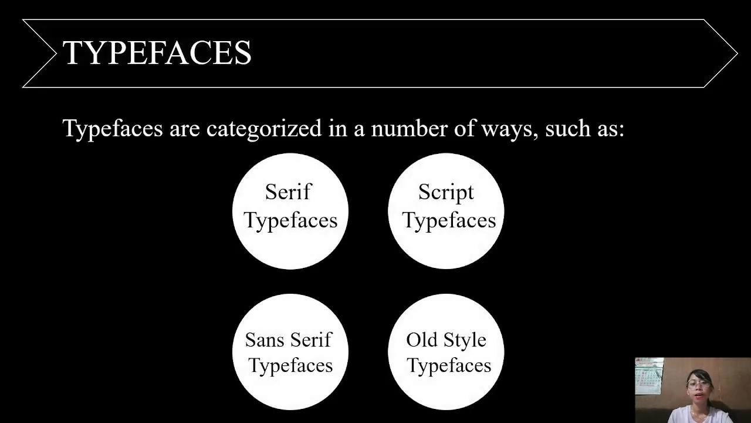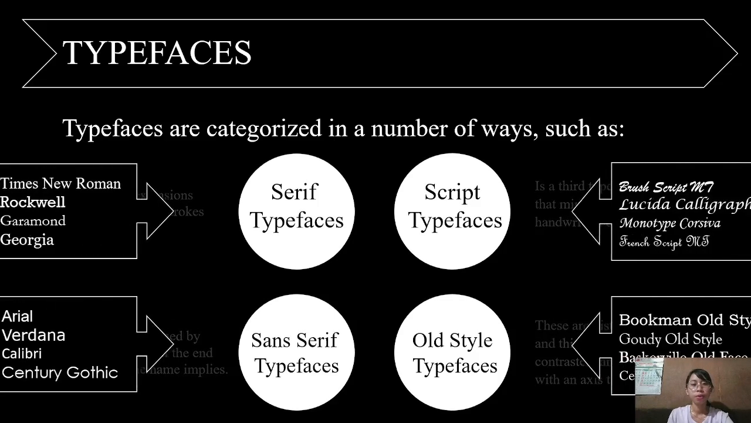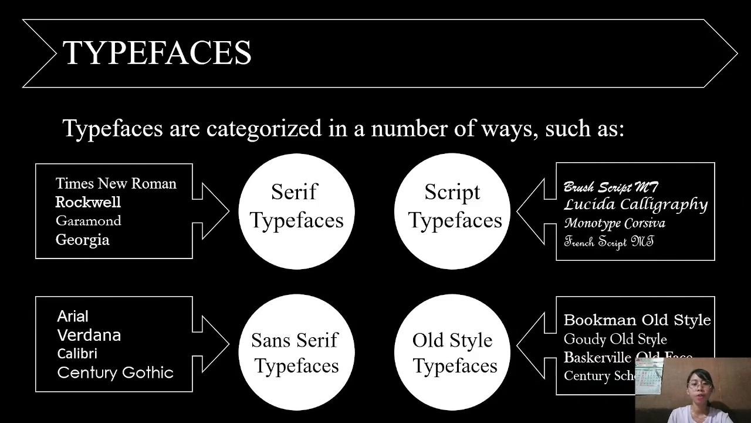Typefaces are categorized into serif, sans serif, script, and old style. Serifs are little extensions added to the ends of the stroke. Sans serif is defined by the absence of extensions. Script typeface looks like a handwritten cursive, and the old style are distinguished by thin and thick lines that are subtly contrasted and curving strokes with an axis that slopes left. Here are the examples of each of these typefaces, as you can see. Diba, you can see the difference.